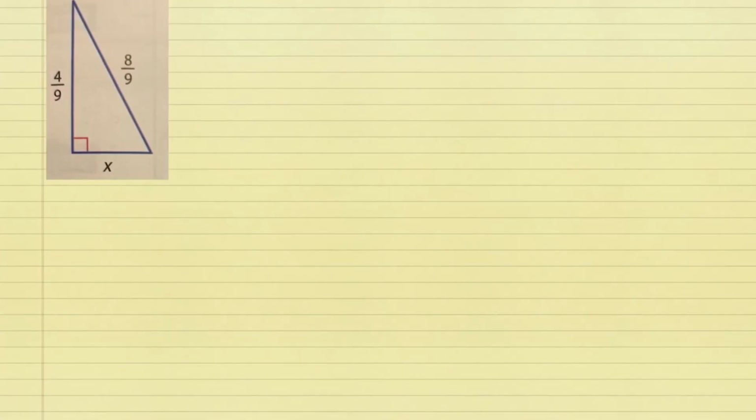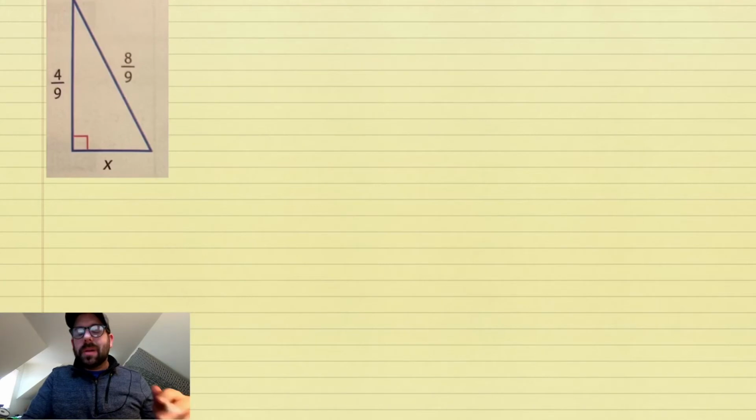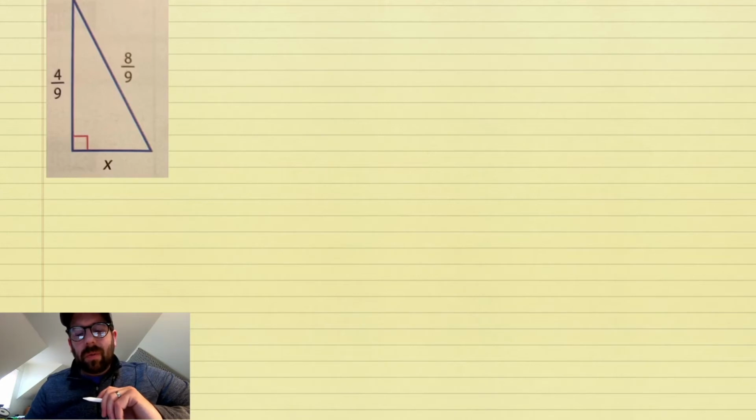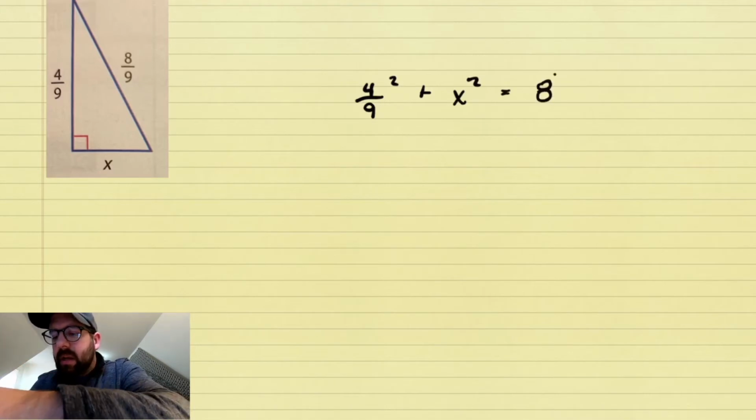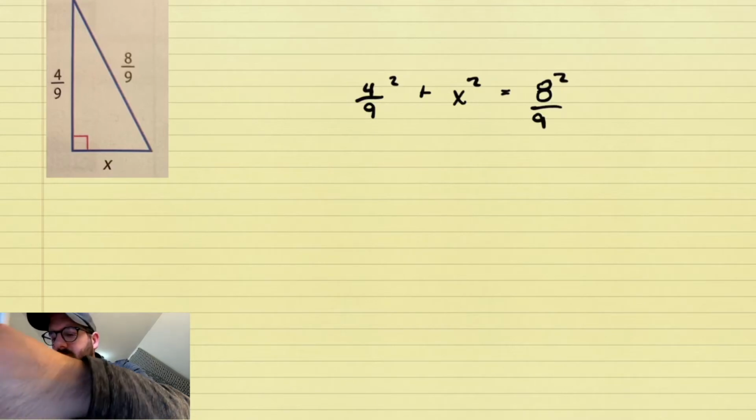Now, this is one that I know we needed to look at. It's one of those problems that when you see it, it can definitely throw you off. It's got fractions in it. So I know that we didn't get a lot of practice with this, maybe in class, but it's a nice one to see every once in a while. So 4/9, we're going to square that, plus the x squared. Those are my A and B, and that's going to equal the hypotenuse squared, so 8/9 squared.